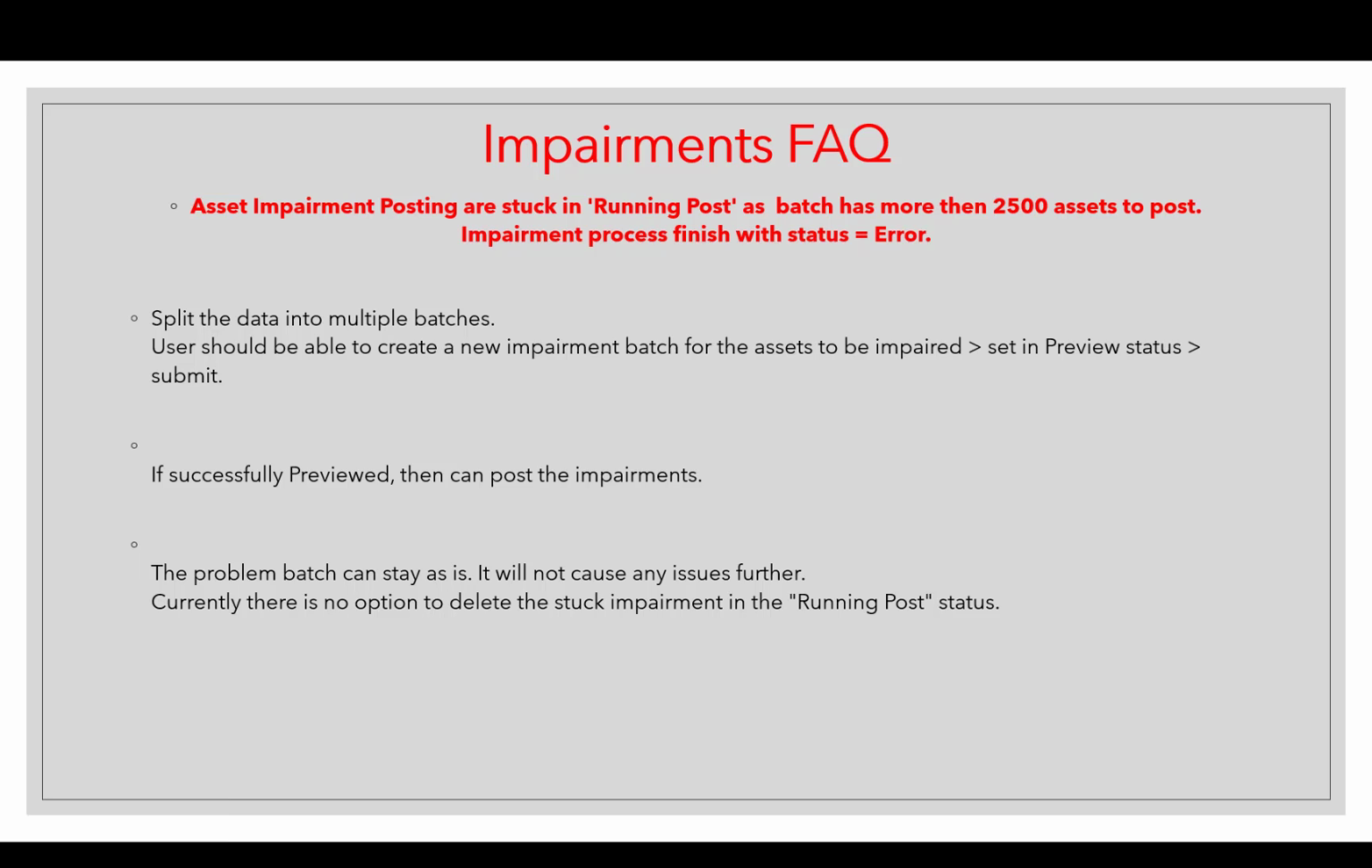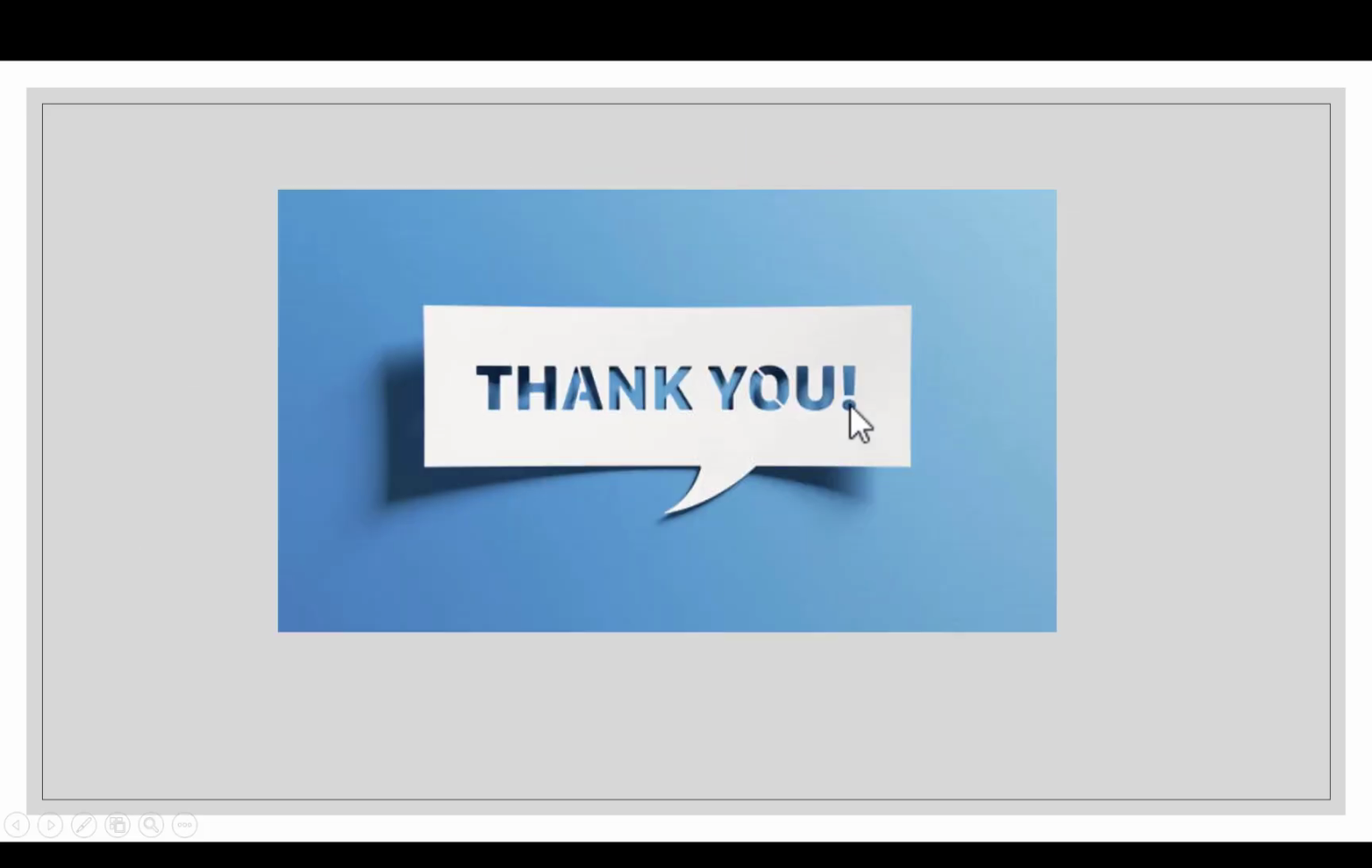Currently, there is no option to delete the stuck impairment in the running post status. So Oracle recommended to split the data into multiple batches. Either upload the opening balance, impairment, transfers, whatever. Try to divide it into 2, 3, 4 batches. It will be better for you. After that, you just put the status as preview. Once you have previewed, you make a submit, like what I did before.